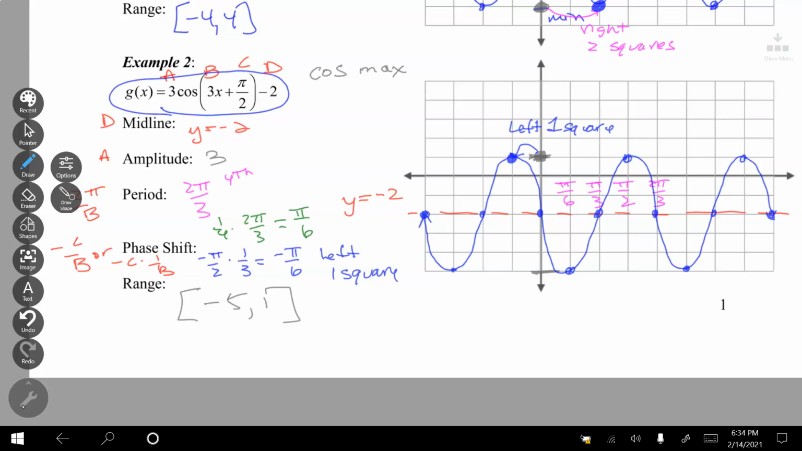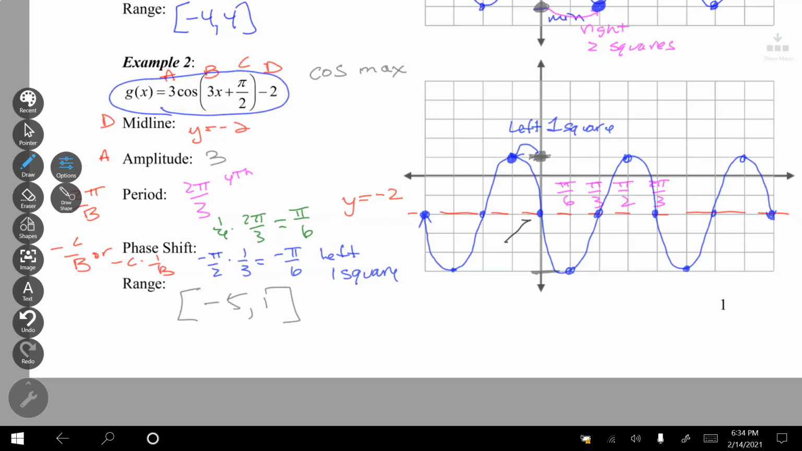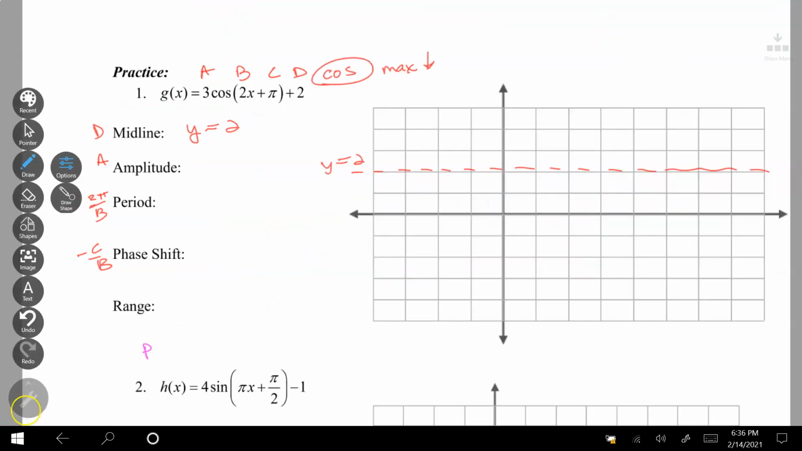If you pay really close attention to this, because the first dot was at the midline going down, this is a negative sine graph. So it could be y equals negative 3 sine of 3x. I don't need the phase shift any longer, minus 2. Okay? That would be another way to write that equation. Since these graphs repeat over and over again, I could use either sine or cosine to write the equation of every single graph.